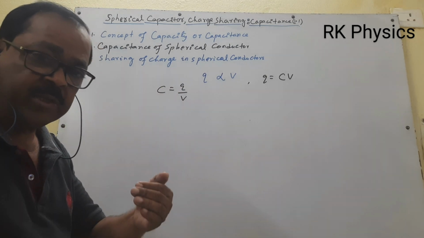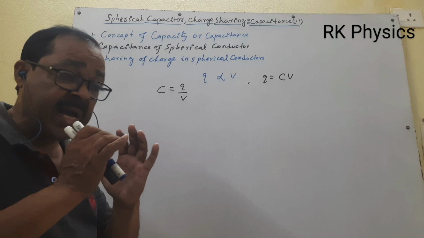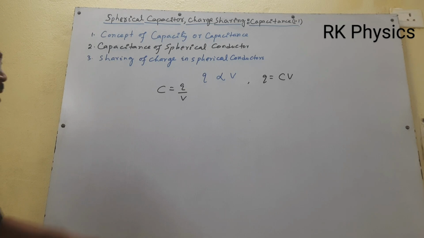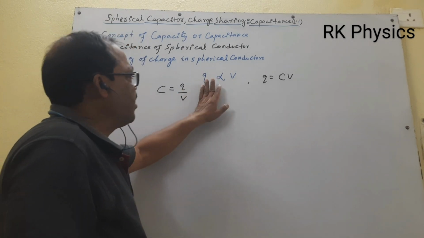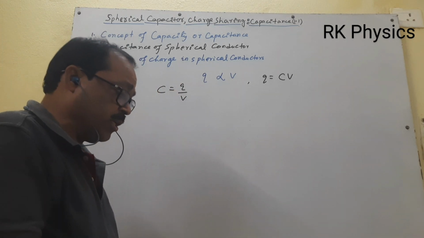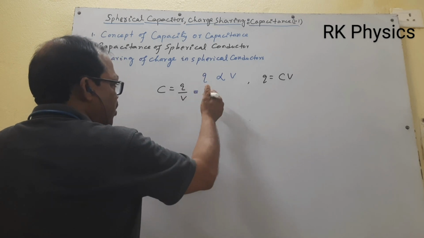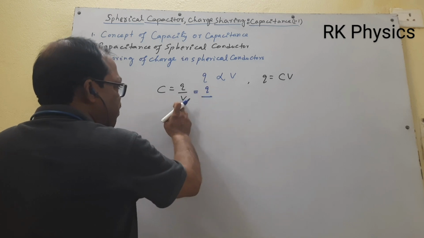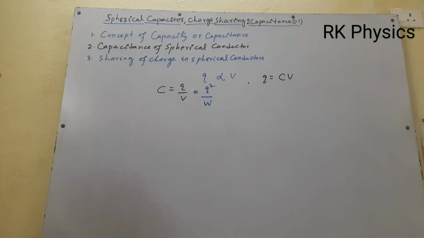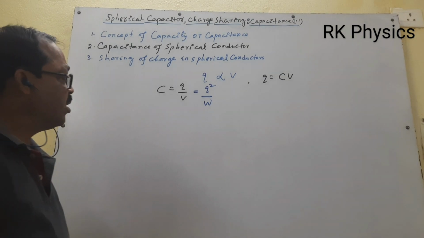Now C neither depends upon Q nor upon potential. C depends only on the nature of the conductor, the geometry of the conductor, and the dielectric medium where the conductor is placed. Now Q is proportional to V, that means greater the Q, greater is the V. Therefore, the ratio Q by V is a constant quantity. Now, in terms of work or potential energy, we can convert Q divided by V as work divided by charge. Okay, V C equal to Q square divided by work. You can convert it like this.